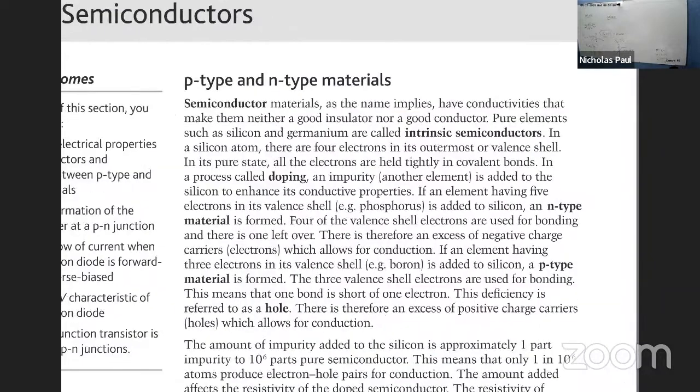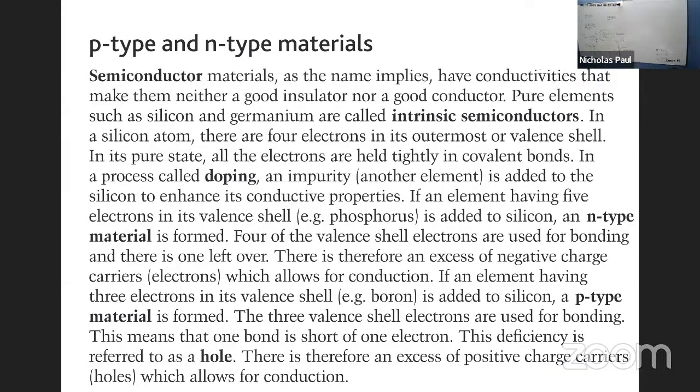So semiconductors. Semiconductor materials, as the name implies, have conductivities that make them neither a good insulator nor a good conductor. Everything is just in between. Pure elements such as silicon and germanium are called intrinsic semiconductors. In a silicon atom, there are 4 electrons. You have to remember those things, right? In a silicon atom, there are 4 electrons in the outermost shell. In its pure state, all the electrons are held tightly in covalent bonds.